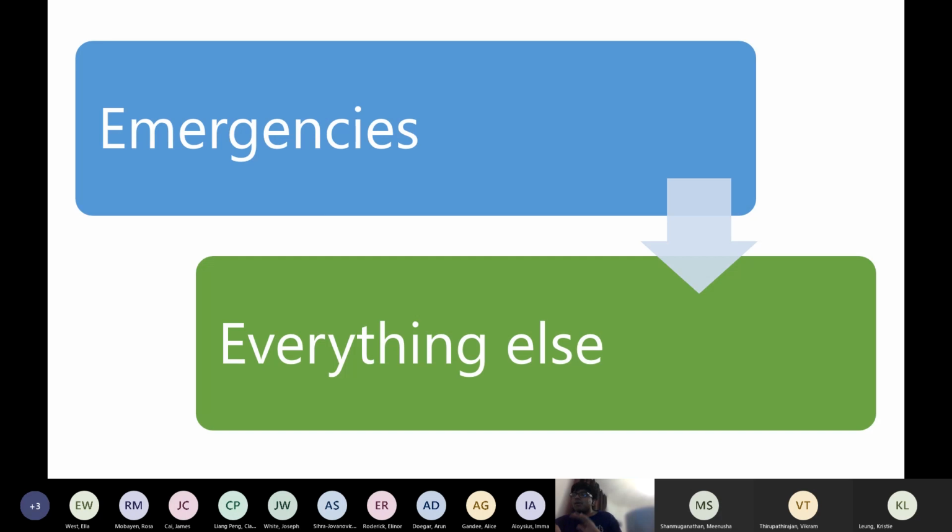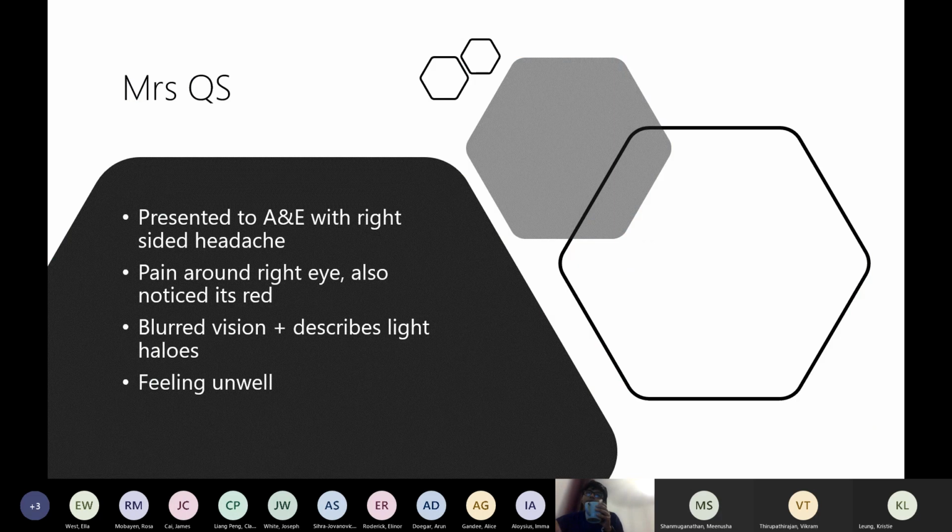If you're only going to learn a certain amount from this, learn about the emergencies because you can read up on the rest later. So this is Mrs. QS. This is a brief vignette. I want three differentials based on this history. If you haven't done ophthalmology, don't worry about it. If you have done ophthalmology, try your best. We'll talk through them anyway in a minute.